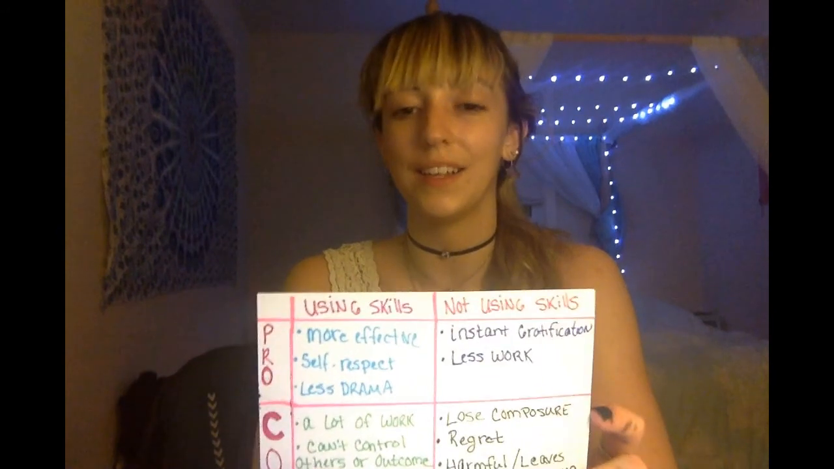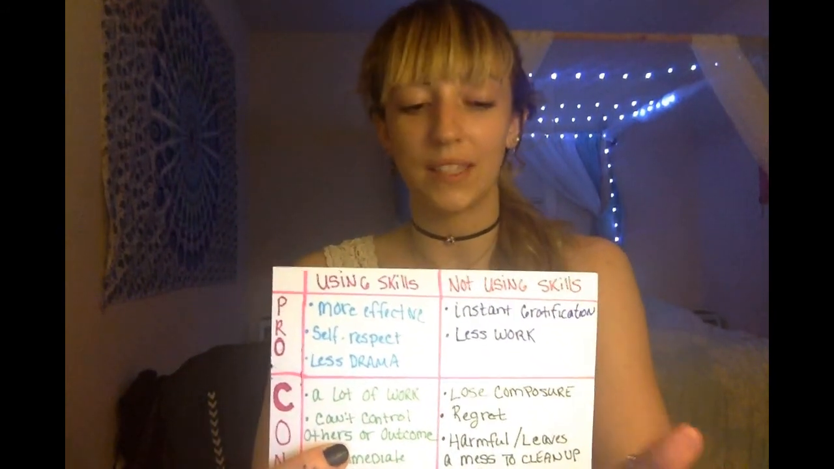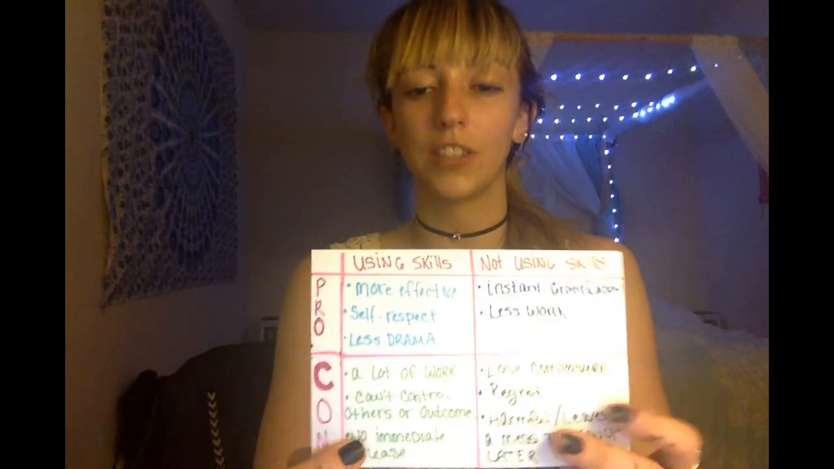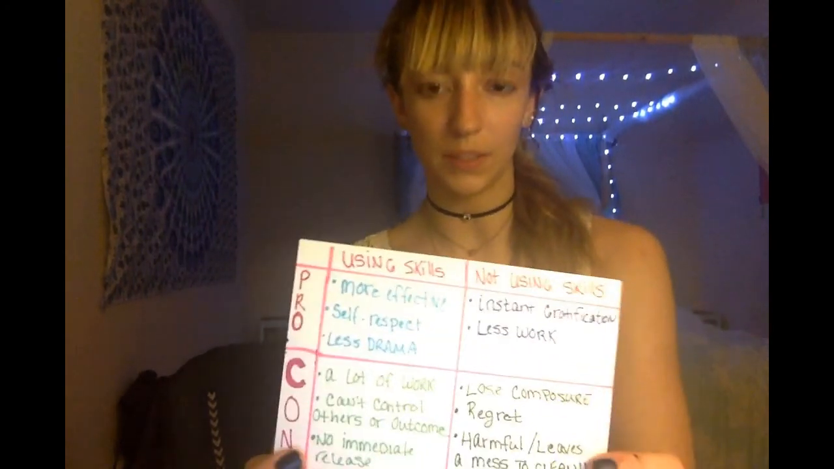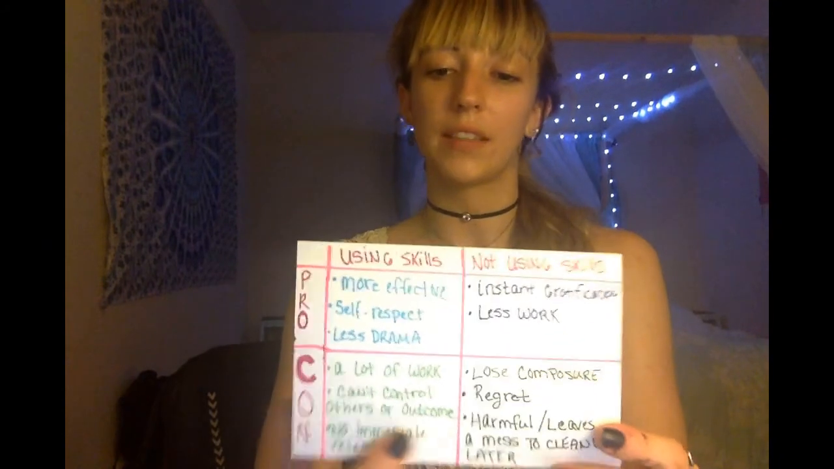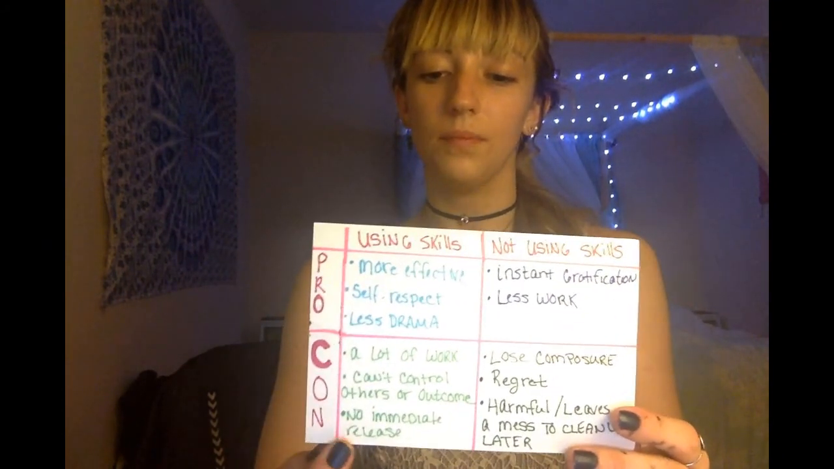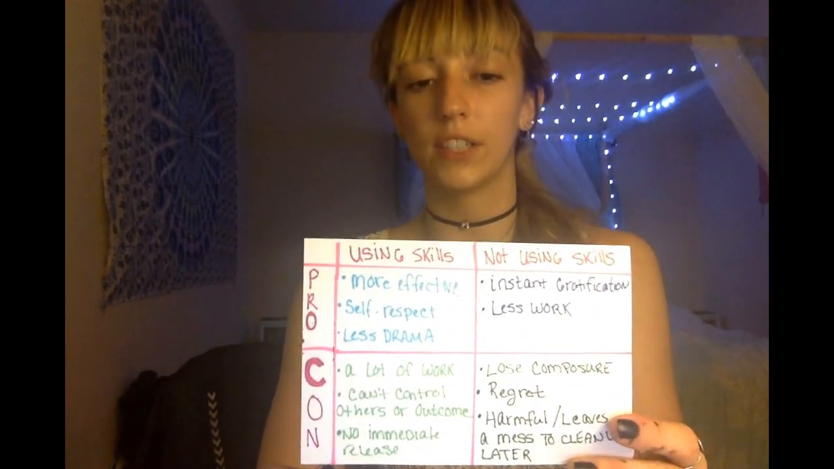So you can't control the other person, and that means that you can be the most effective human in the world and still just be totally shut down if someone else is unwilling to be skillful. So that's one of the cons I have for using DBT skills. And then the no immediate gratification.